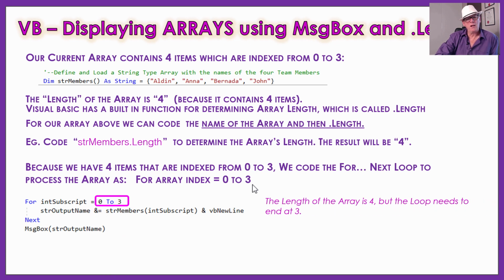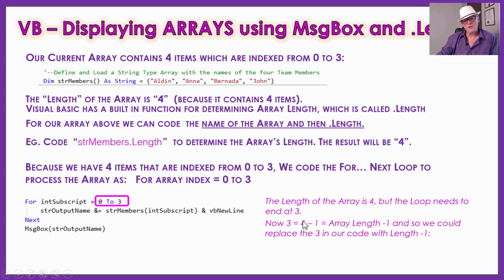Now there's another way we can get that same 0 to 3. The length of the array is 4, and if you do 4 minus 1, you'll come up with this 3 here. So if you took the array length and took 1 off it, then you could find out what the last index number in the array is. Okay, so that's 4 long, but the last number isn't 4. It's 1 less than that.